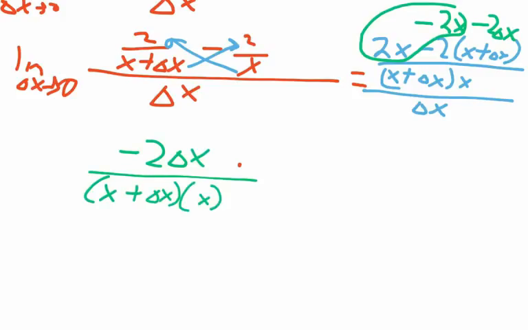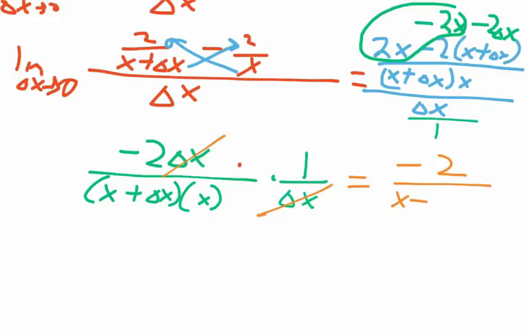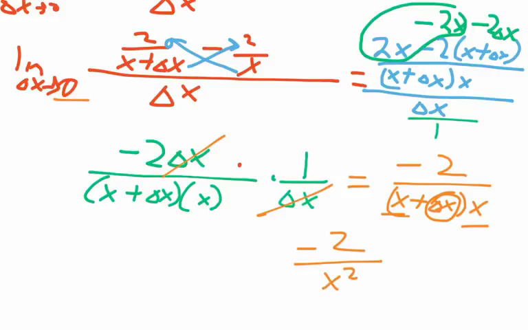times the derivative, dividing by delta x is the same thing as multiplying by the reciprocal, which is 1 over delta x, and these delta x's can disappear. So I wind up with negative 2 over (x plus delta x) times x, but the delta x becomes a big old 0, and so x times x becomes x squared, giving negative 2 over x squared, and that's my derivative for any x value that exists.